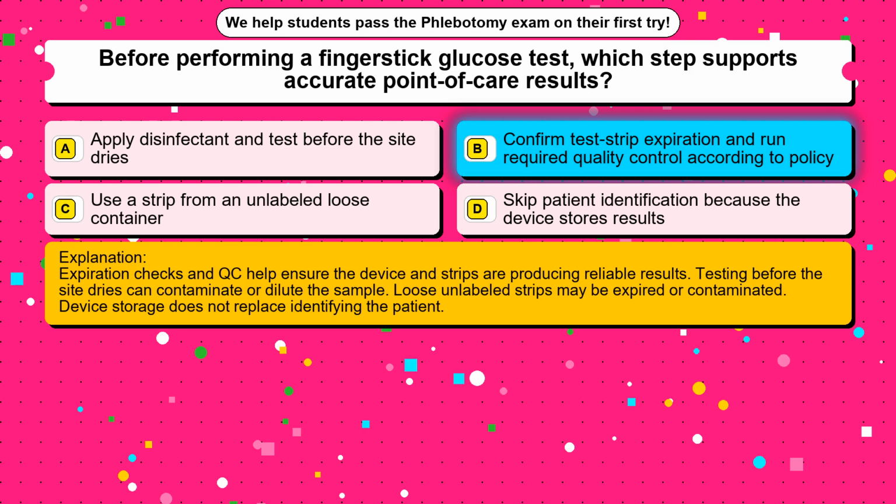Expiration checks and QC help ensure the device and strips are producing reliable results. Testing before the site dries can contaminate or dilute the sample. Loose unlabeled strips may be expired or contaminated. Device storage does not replace identifying the patient.